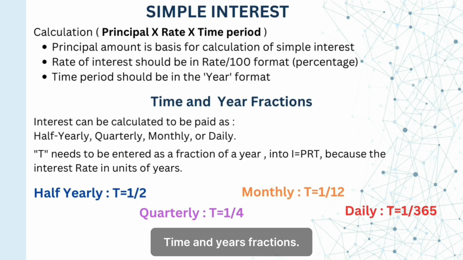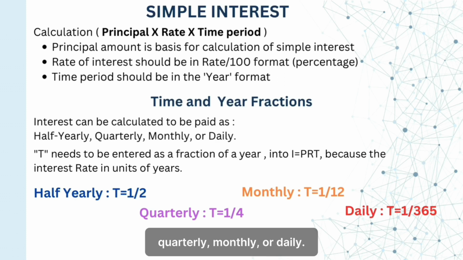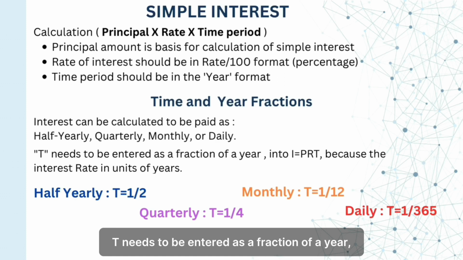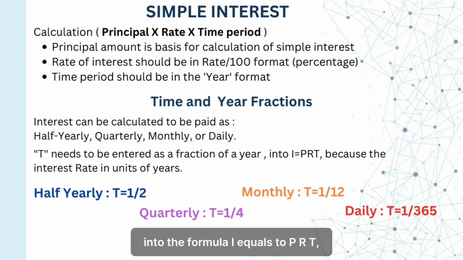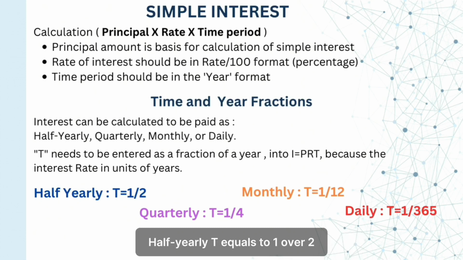Time in years fractions. Interest can be calculated to be paid as half yearly, quarterly, monthly, or daily. T needs to be entered as a fraction of a year into the formula I equals PRT, because the interest rate is in units of years. Half yearly, T equals 1 over 2; quarterly, T equals 1 over 4; monthly, T equals 1 over 12; daily, T equals 1 over 365.